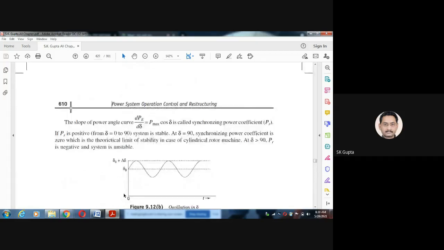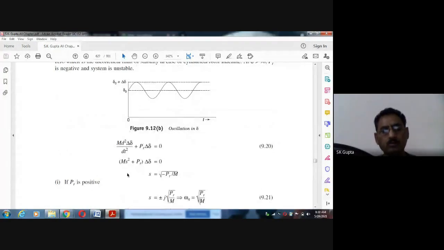Now, in place of Pmax cos delta 0, we write it as PR. PR is the synchronizing power coefficient, which is a constant value because it is Pmax cos delta 0. It means, at the initial delta 0 where it was operating, what was its synchronizing power coefficient at that time, because the disturbance has occurred around that magnetic coupling. Now d2 delta is considered, now we take the Laplace.